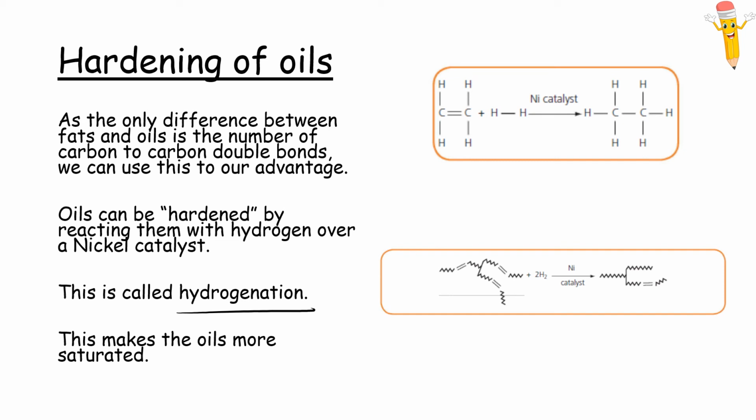So here you can see you've got 3 double bonds. We're adding on 2 molecules of hydrogen with a nickel catalyst, and these have broken 2 of the double bonds, leaving 1. If I was to add on another molecule of hydrogen with my nickel catalyst, I would then break this carbon-to-carbon double bond also.